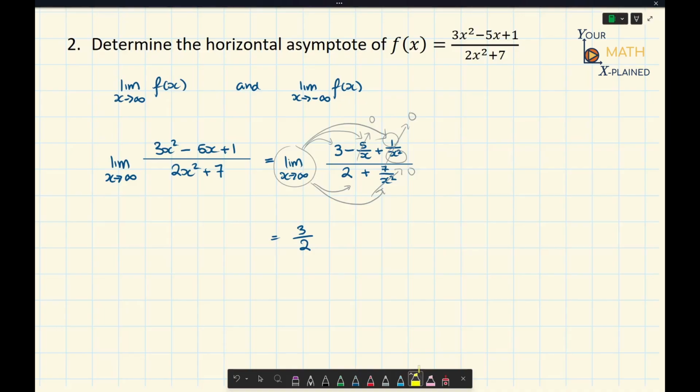So now for the other limit, where we have the limit as x approaches negative infinity, we can see that it's actually going to be the same number because we would do it the same way, but then all of these terms would still go towards 0 if they're being divided by a really large negative number instead of a really large positive number. So therefore, we only have one horizontal asymptote, and that is y is equal to 3 over 2.